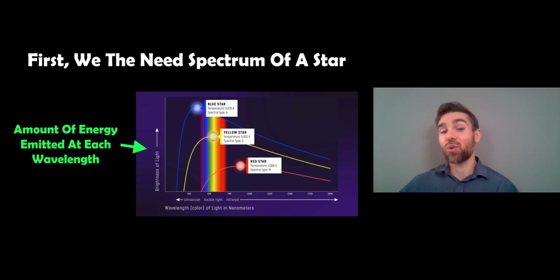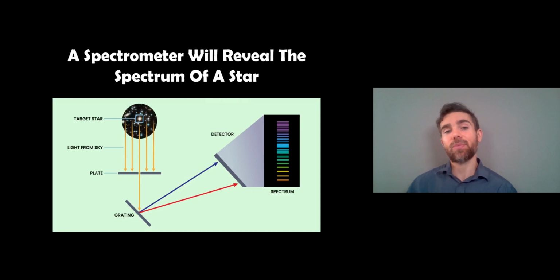Red stars are cooler. So basically, the spectrum of the star is just the energy emitted as a function of the wavelength of light. So in order to do that, we would use a spectrometer. Now, how that actually works is you would use something like a grating or a prism, and what that does is it splits the light. So it kind of splits it out a bit like a rainbow. That's essentially what a rainbow is. And then we can work out the light as a function of the wavelength.